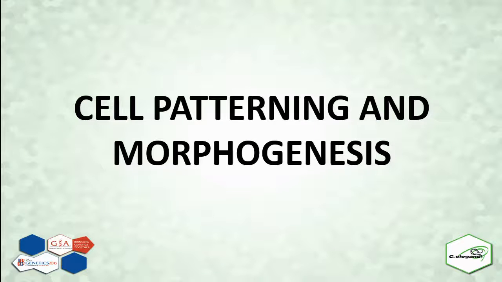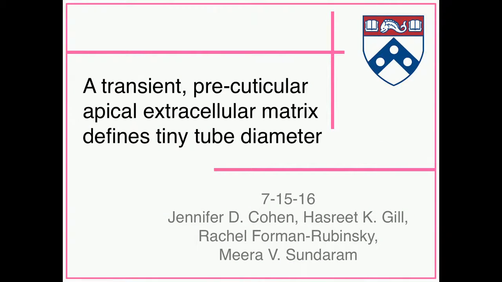I'd like to invite the next speaker, Jennifer Cohen. Jennifer is from the Sundaram lab at UPenn, and she'll tell us about a transient pre-cuticular apical extracellular matrix that defines tiny tube diameter. What tubes, I guess we'll have to wait and hear. That's right, but only about 4 minutes.